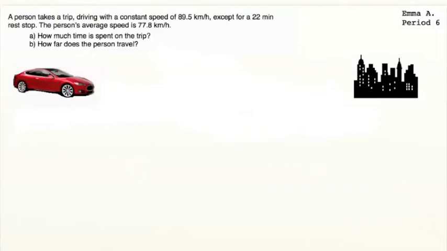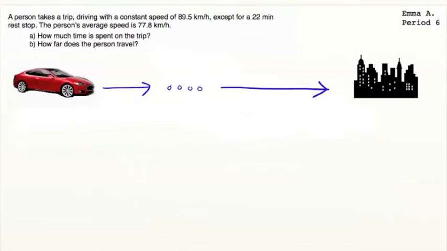So I will be solving question number 11 from the Chapter 2 homework. A person takes a trip driving with a constant speed of 89.5 kilometers an hour, except for a 22-minute rest stop. The person's average speed is 77.8 kilometers an hour. And the problem is asking how much time is spent on the trip and how far does the person travel.